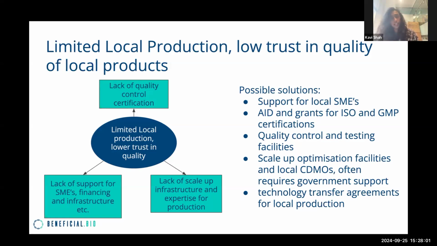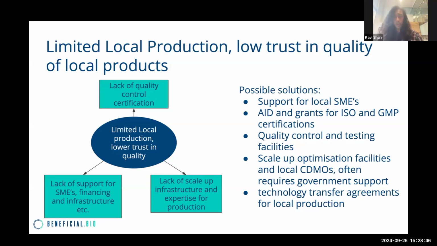And so some of the difficulties with actual production from a local firm perspective have been the lack of scale-up infrastructure and expertise, lacking support for small and medium enterprises and finances, and also quality control and certification. And so supporting these aspects could help support local production and improve the ability to replace imported goods with local produce for local consumption. And so this can be in many forms.